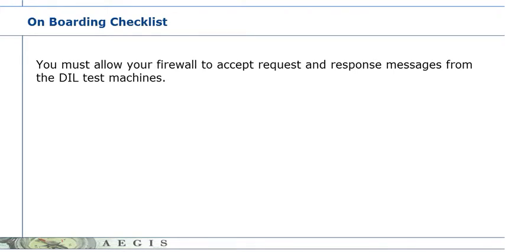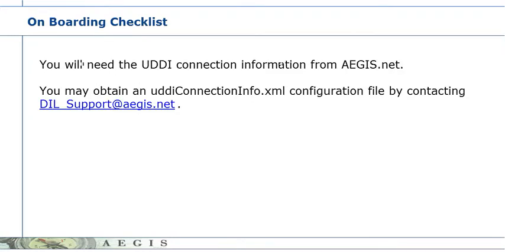You must allow your firewall to accept request and response messages from the DILL test machines. A complete list of machine names can be found in the DILL User Guide. Check with your system administrator to ensure the DILL may send messages to your system if you are behind a firewall.